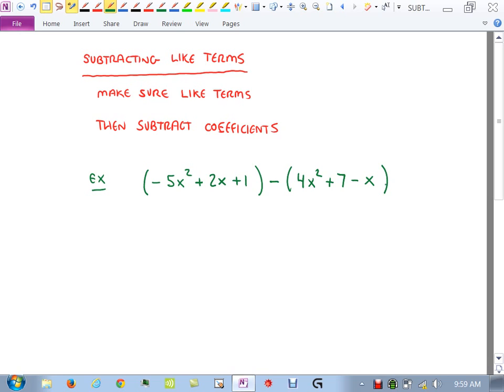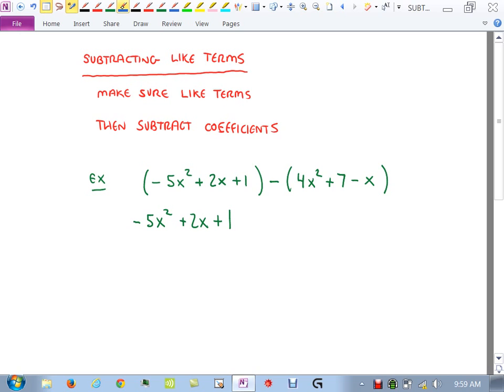So again, I look in the first parentheses, I don't have any like terms, right? Second parentheses, no like terms. So I need to try and get rid of these parentheses. On the first one, I can just drop the parentheses because there's really a 1 out in front of it. So it'll become negative 5x squared plus 2x plus 1.